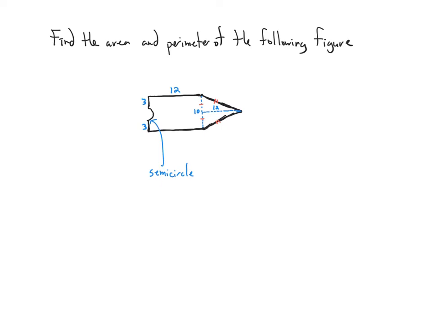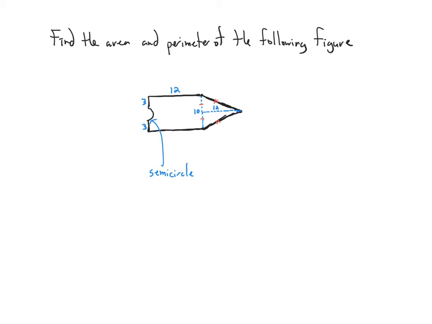Alright folks, let's do this little example here. I have this figure. It kind of looks like a ticket in some sense, but there's a triangular end here. I'd like to find both the area and the perimeter of this figure.